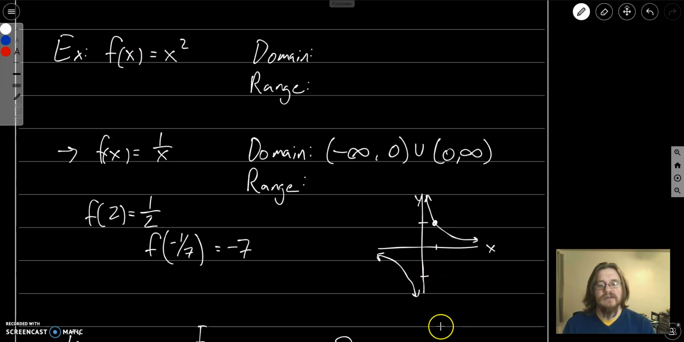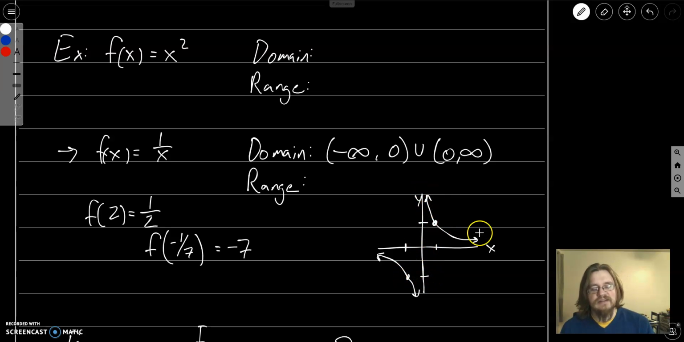Maybe here's another value of y. The question is, can I get that? Is this in my range? Is this an output of the function? And we go, yes it is. If I plug in this value of x, I will get this value for y.